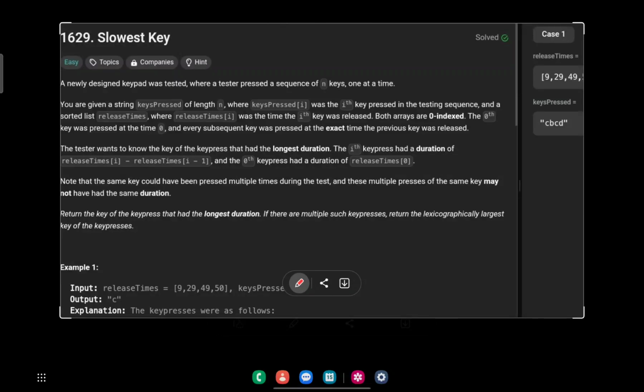Hello guys, today we are going to see the LeetCode question Slowest Key, that is number 1629. A newly designed keypad was tested where a tester pressed a sequence of n keys at a time.